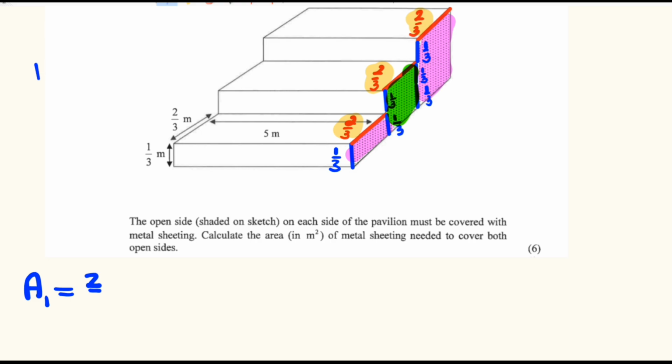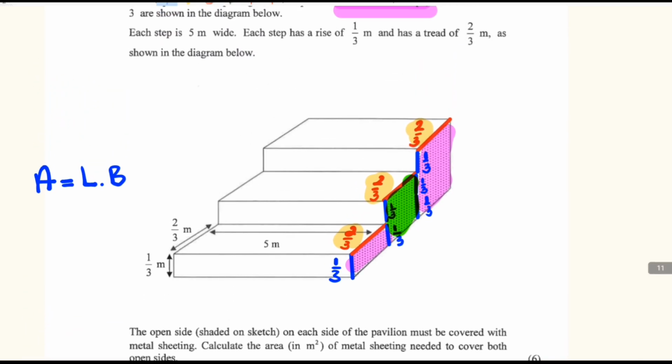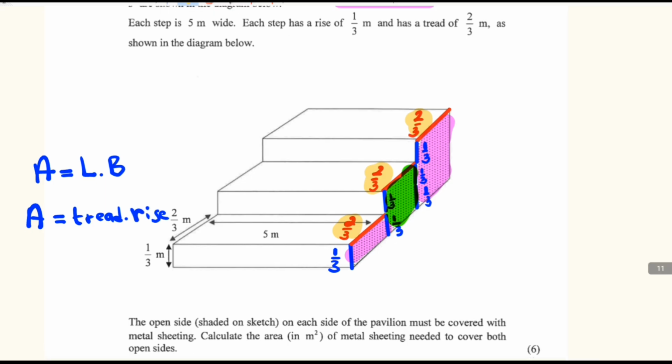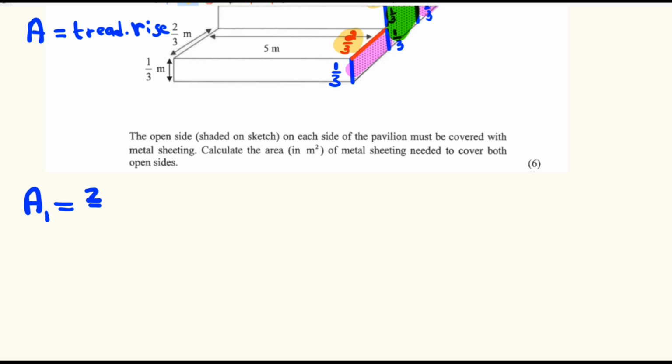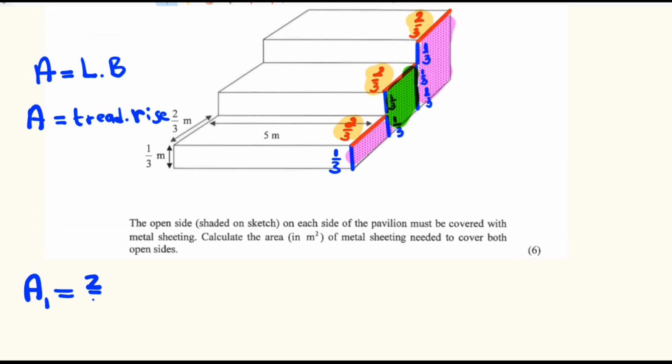Originally, we defined that area is equal to length multiplied by breadth, but in our case, we have a unique situation where we will define our area as equal to the tread multiplied by the rise. So we have our tread, which will always be equal to 2 over 3 for all the steps, and the rise for the first one is just 1 over 3.